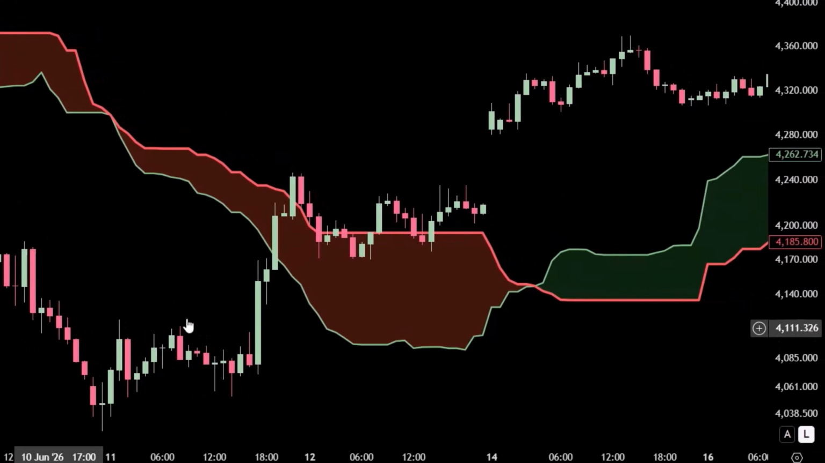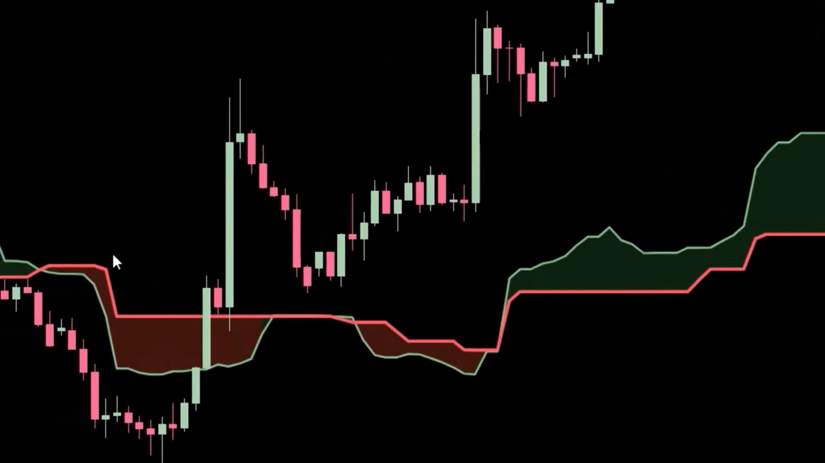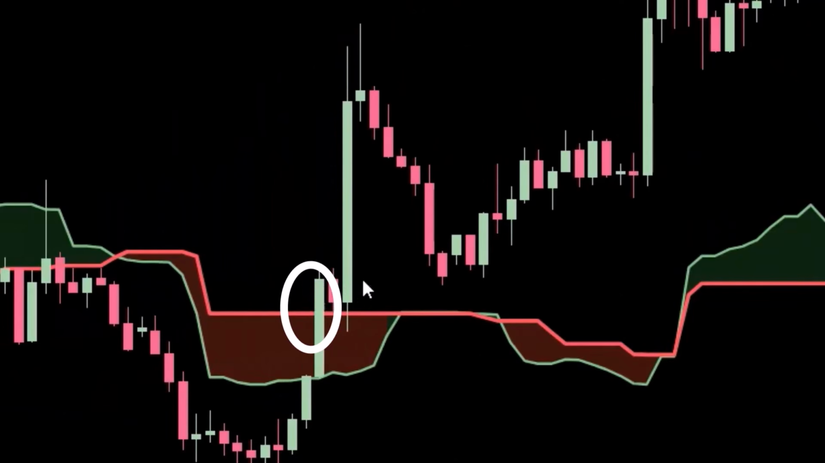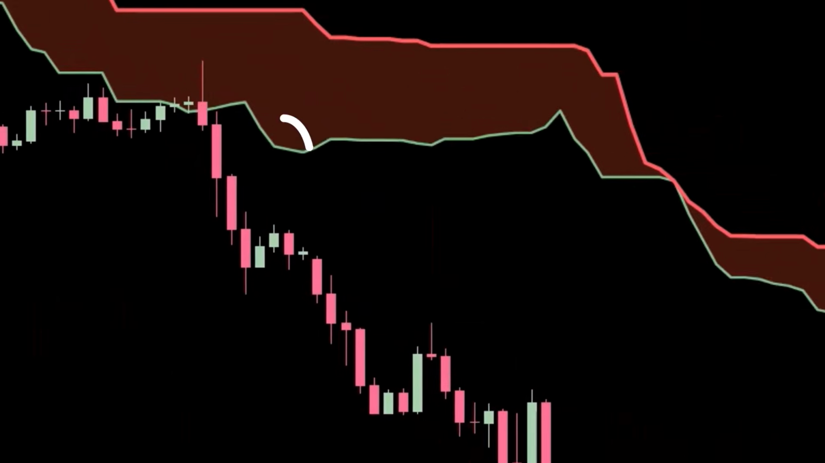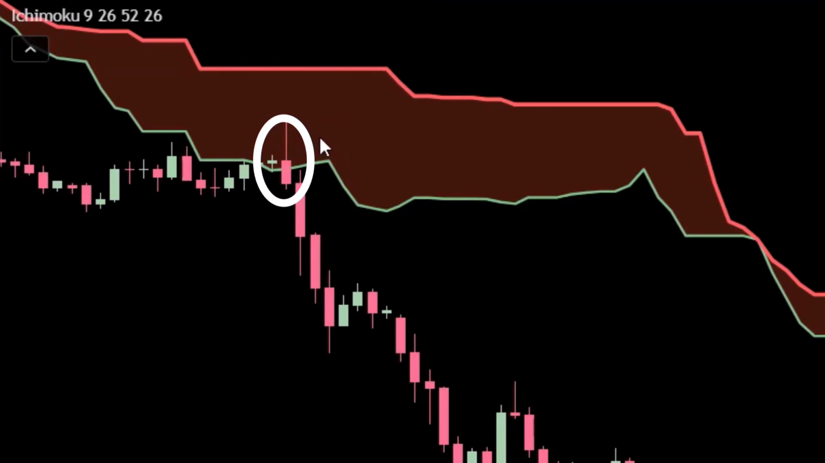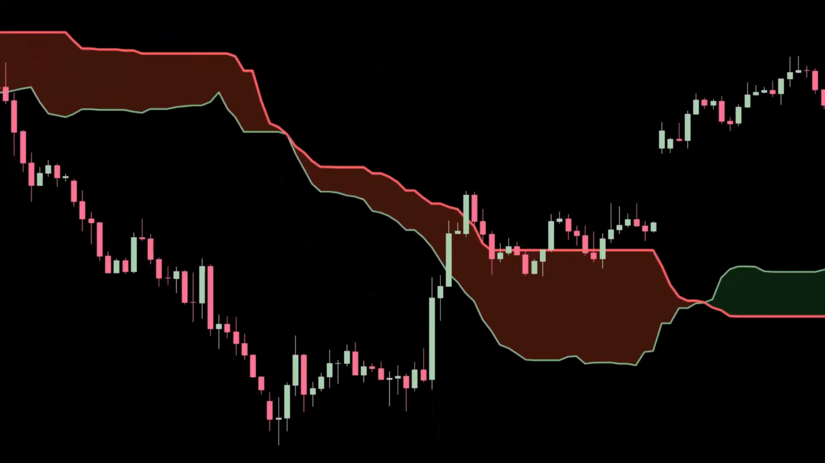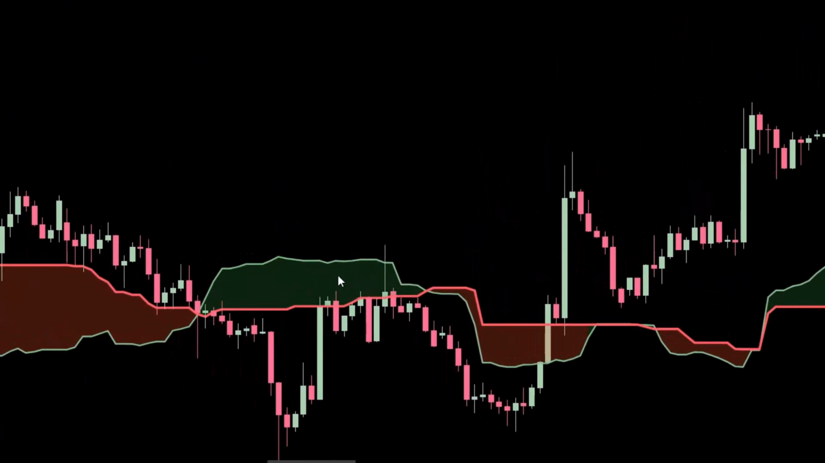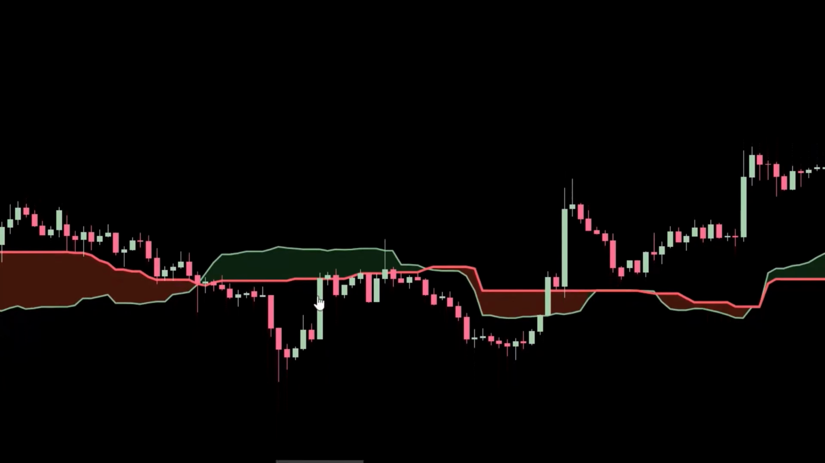For this strategy, we don't use the cloud color as a signal. We only focus on whether the price breaks above or below the cloud. When the price closes above the cloud, we consider it a potential bullish breakout. When the price closes below the cloud, we consider it a potential bearish breakout. But remember, a cloud breakout alone is not enough. Many traders enter immediately after a breakout and get trapped when the market reverses. We still need to know if this breakout has real momentum behind it, and this is where our second tool becomes important, the RSI indicator, which helps us confirm the strength of the breakout.